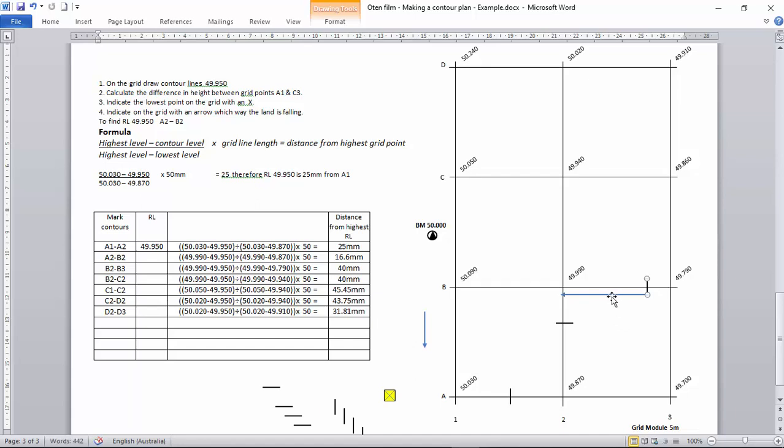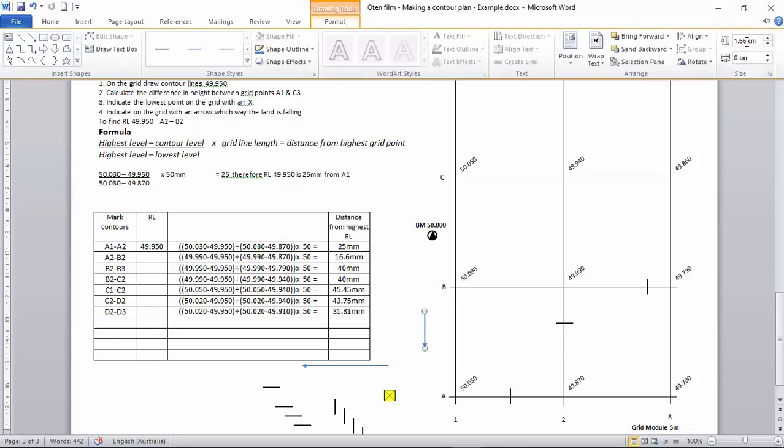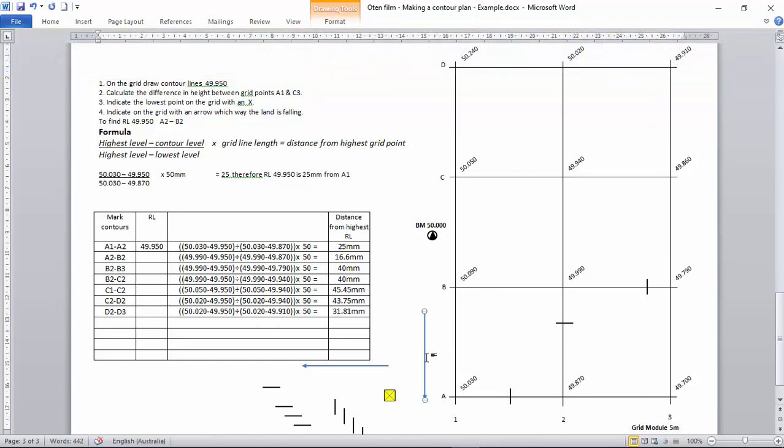There we have it. Then our next one is B2 to C2, which is this one to this one, so it's a vertical line. I left click, I go to 4 centimeters, enter, and then I go over here, I put it on the highest RL, the highest level, which is 49.9. I left click on one of the tabs, drag it over to the end of the line, done.